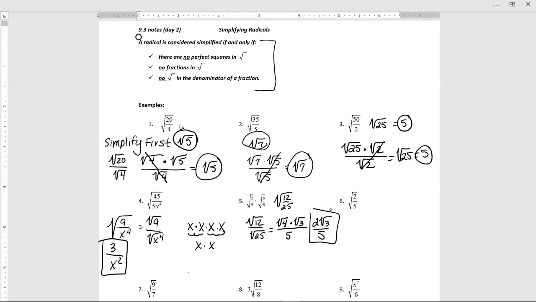The square root of 2/5 is another thing altogether. You know, our rule here says that you cannot have a square root symbol in the denominator. There are no perfect square factors in 2/5, so I'm going to show you another way to get rid of that square root symbol. It's called rationalizing.